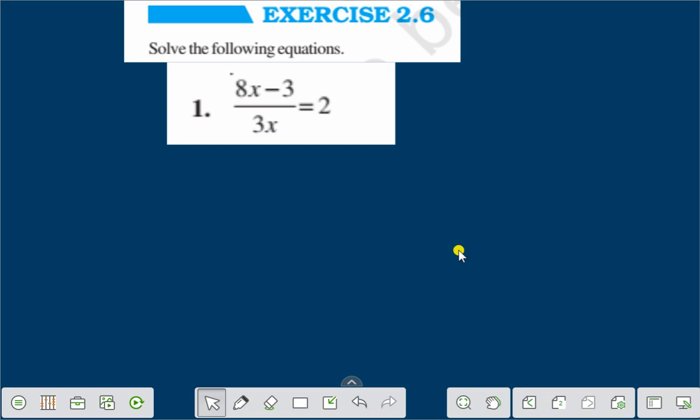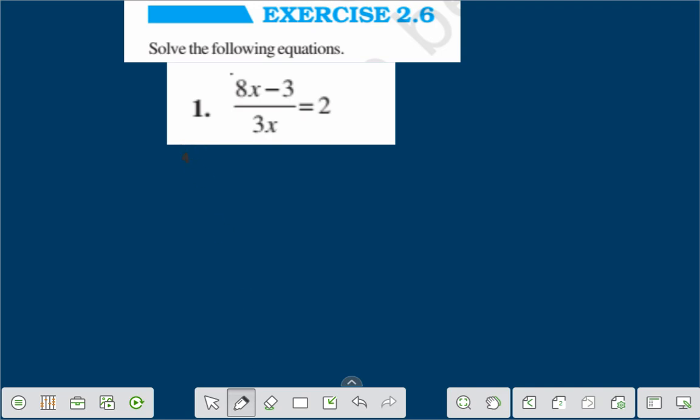Hello everyone. Today we'll discuss exercise 2.6 question number 1. Solve the following equations. (8x minus 3) by 3x is equal to 2. Let us solve this one.